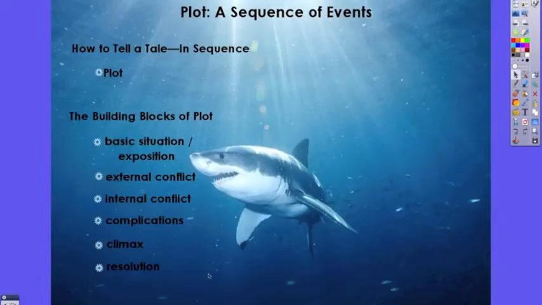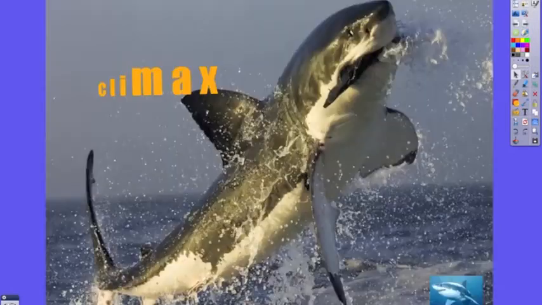All right, let's look at climax. Climax is the highest point. Here we have a shark jumping out of the water. It's not going to go any higher. The only place for this shark to go after this is down. That's the visual you need to have when we read our stories.